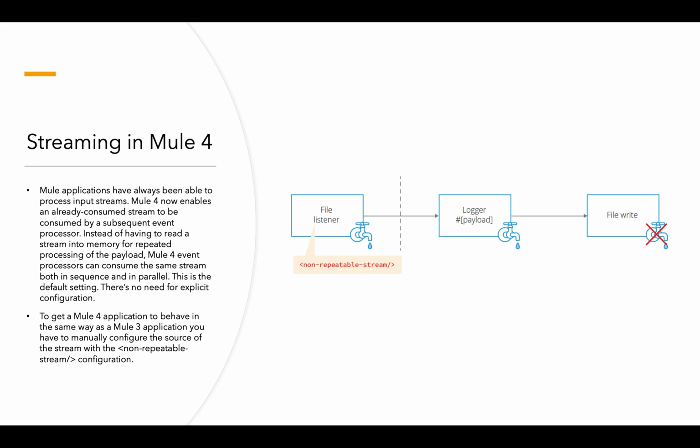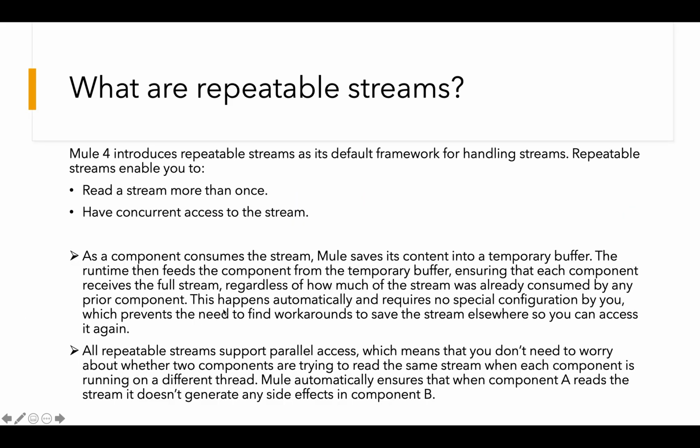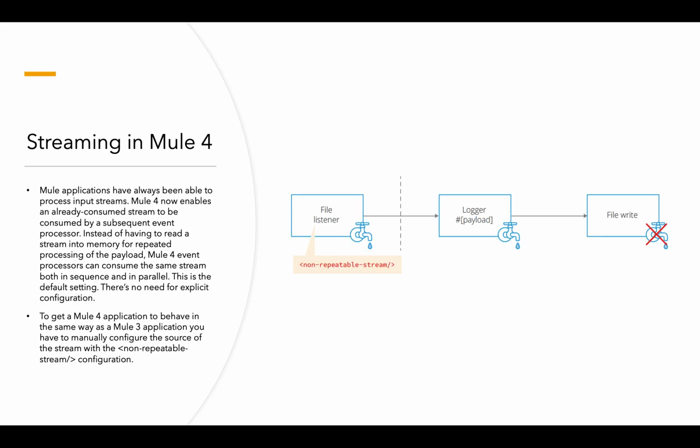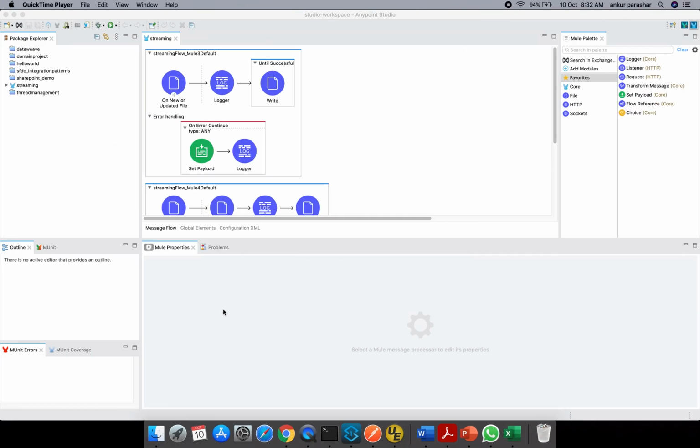In the second line, it is mentioned that we can make our Mule 4 application run with the same behavior as in Mule 3. For that, we have to add this particular tag, non-repeatable stream. So let me quickly go back to my Anypoint Studio to give you a glance at it.